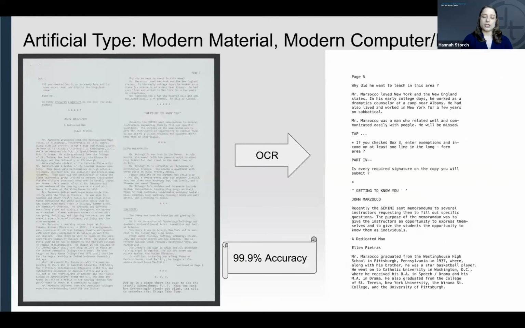Now, based on what I've just shown you, I've run a couple of examples of the 5 basic categories of text that you might come across. Artificial type, which is essentially a modern printed process on modern material, is the first type. The second would be an artificial type from a less modern source. So for example, a typewriter, a carbon copy, or a fax.